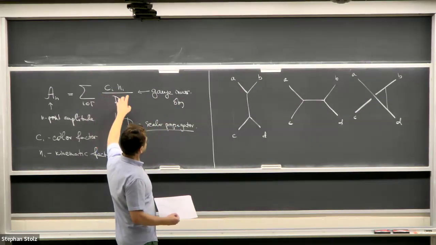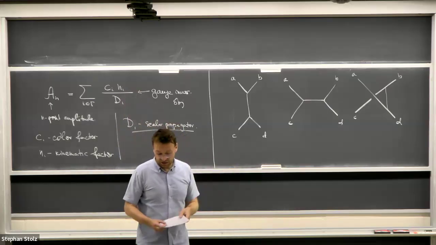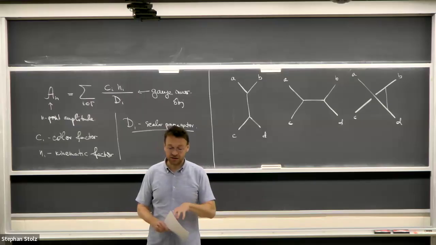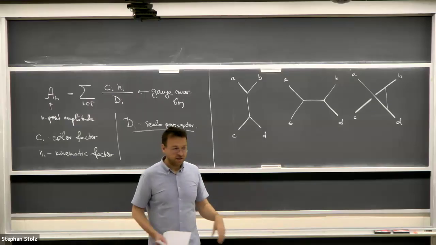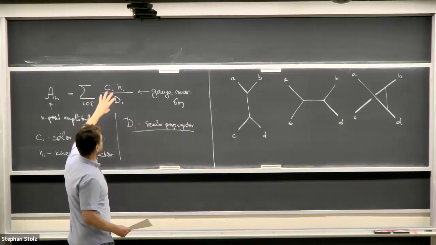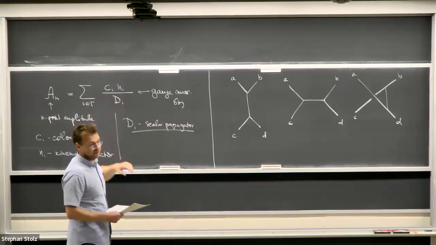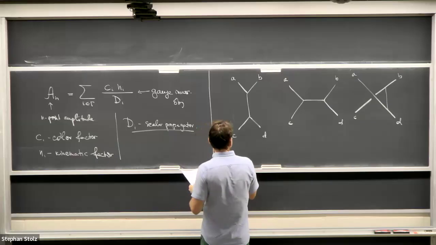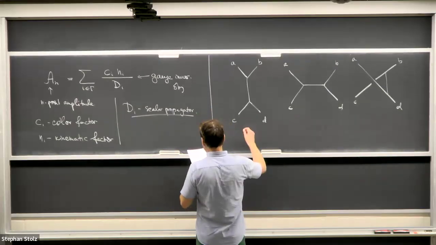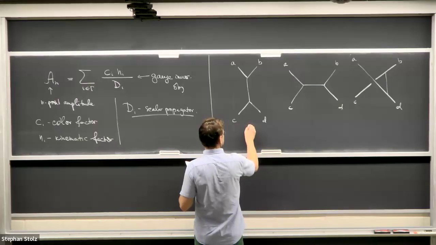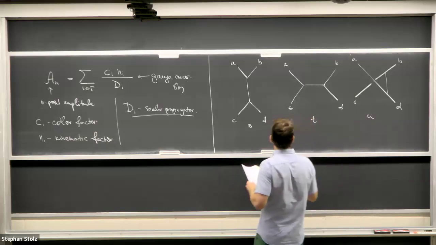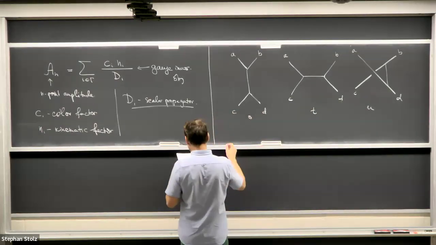What's important is that this is what people realized in the community by doing many calculations: the theories can be messy, but after a while they're always organized in this very simple form. So what's a color factor here? This diagram is quite often called S diagram or S channel. This is T channel. This is U channel. So the color factors will be the following.